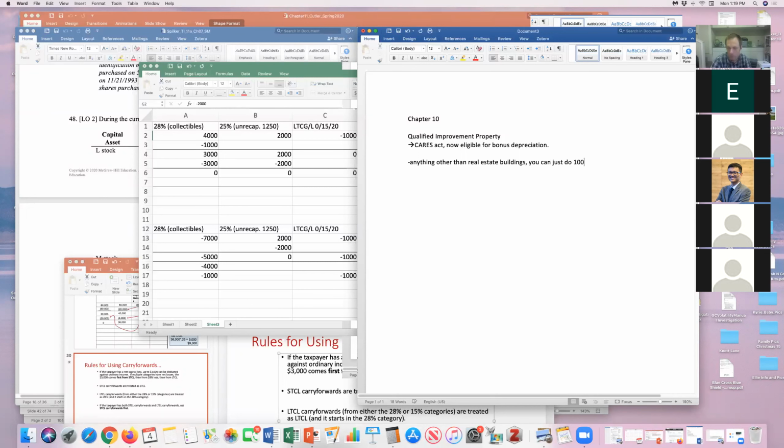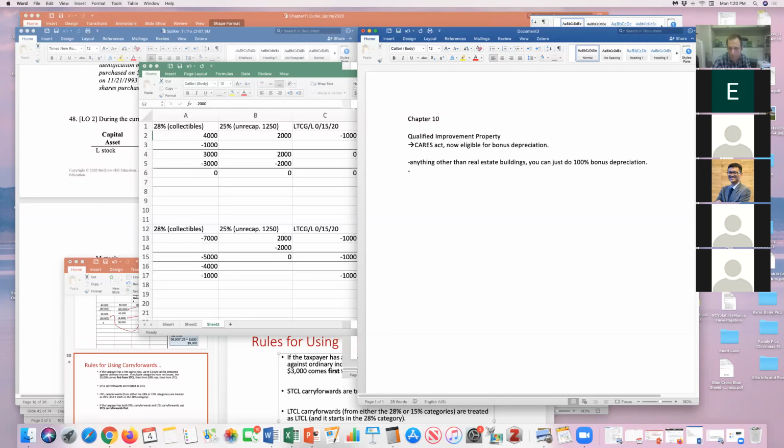You can just do 100% bonus depreciation. All right. So if you're trying to get the max deduction, the simplest way would be to just take bonus depreciation. But I mean, you could also do 179, if you want, and that would be fine.